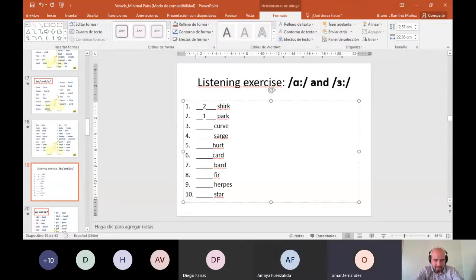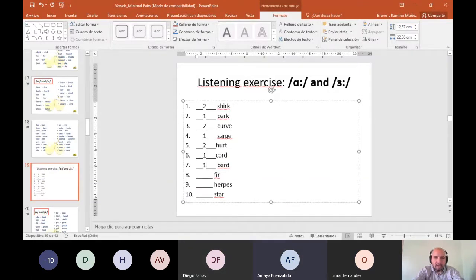Next one, number three, two. Two. Curve, exactly. Number four, one. One. Starch, exactly. Number five, two. Two. Hurt. Number six, one. One. Hard.